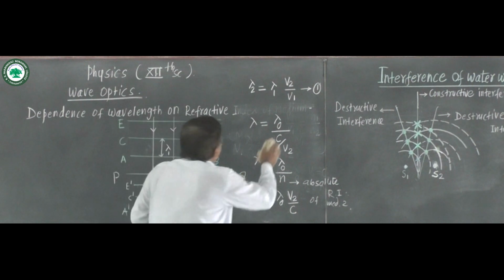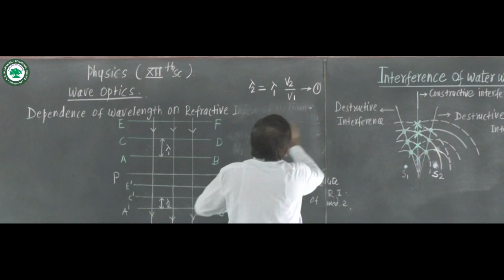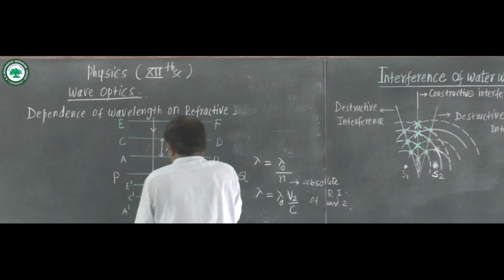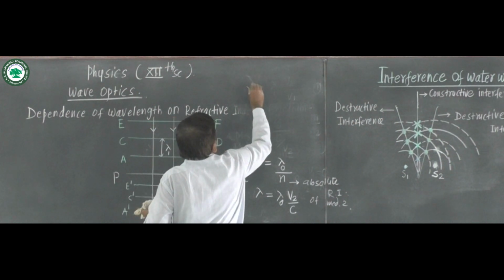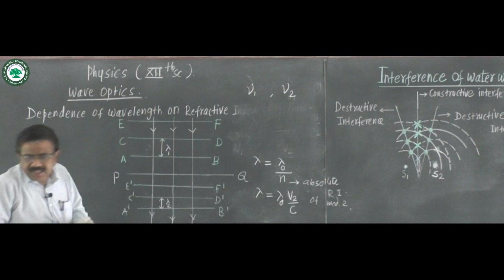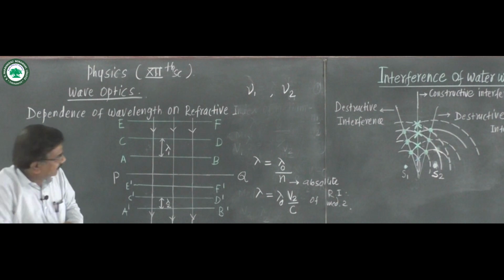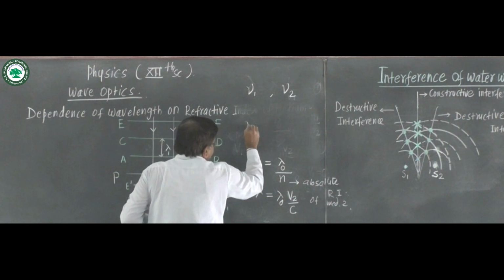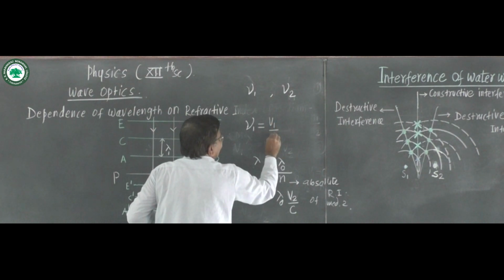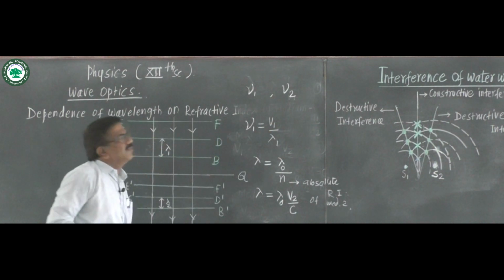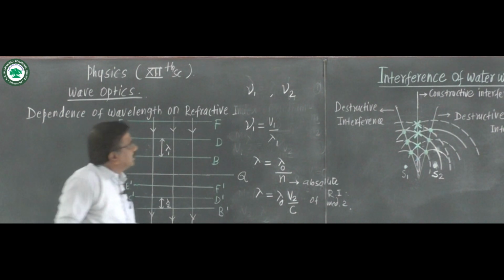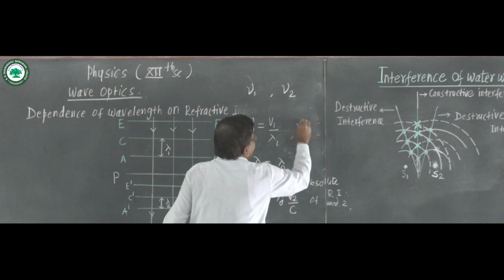If nu1 is the frequency of light in medium 1 and nu2 is the frequency of light in medium 2, then nu1 is v1 upon lambda 1, and nu2 is v2 upon lambda 2 by the formula of the frequency.